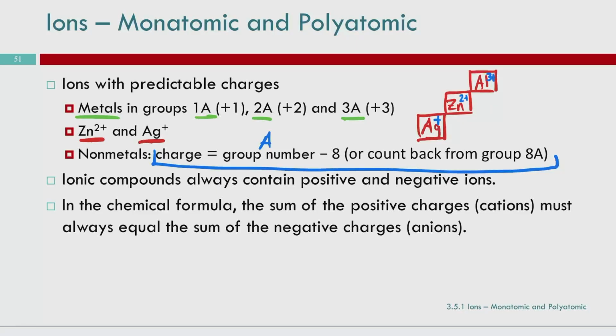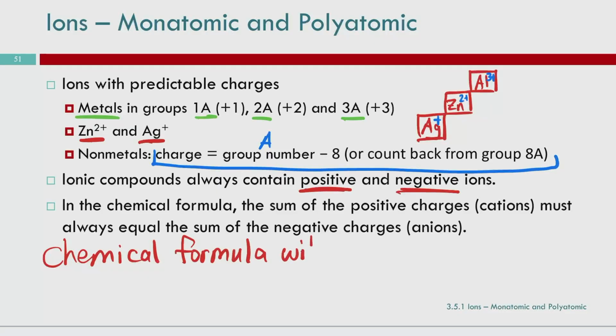Another note about our ionic compounds is that they have to contain positive and negative ions. The chemical formula will be neutral. So 0 charge. So we have to have our positive charges and our negative charges perfectly balanced, like all things should be.